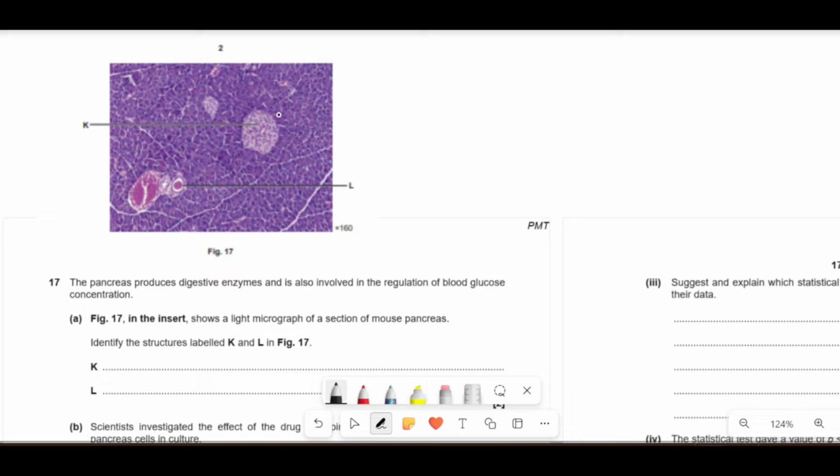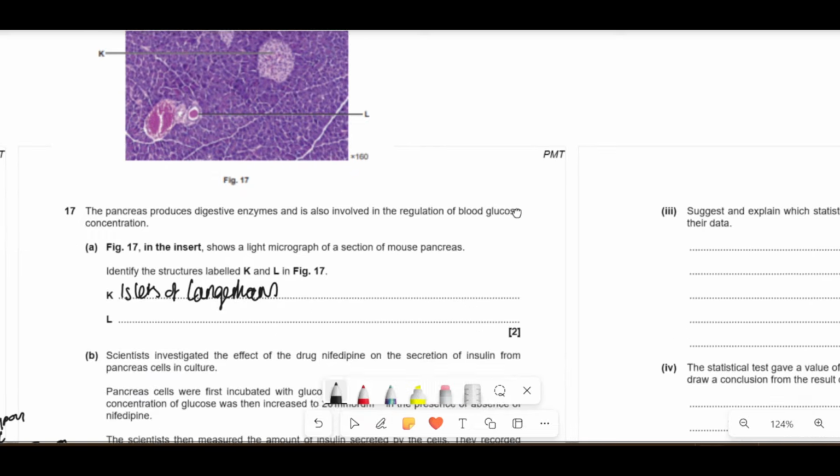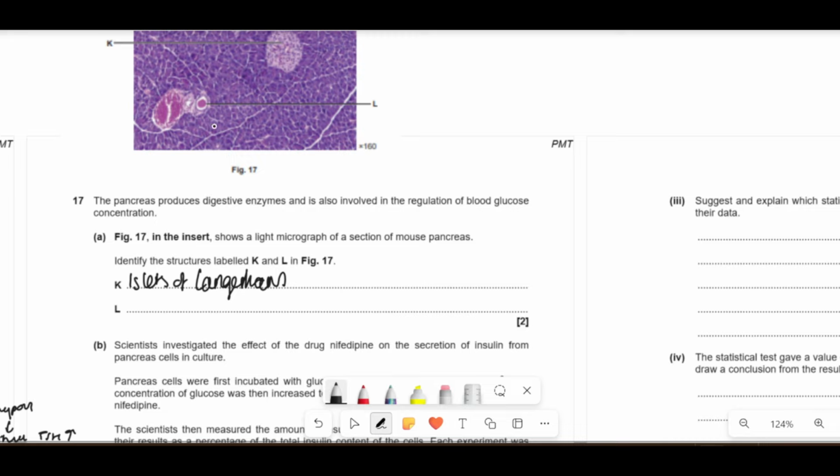So whenever you're looking at a tissue slide like this and it's pancreatic tissue, you've got a patch of pale stuff with intermittent darker, whitish, pinkish bits in it. That's the islets of Langerhans there. So in that case, L, you should be able to recognize because they always kind of look like this. It's a blood vessel.